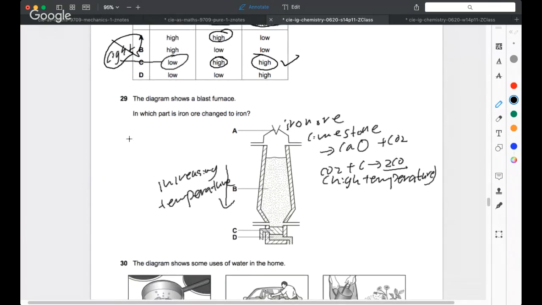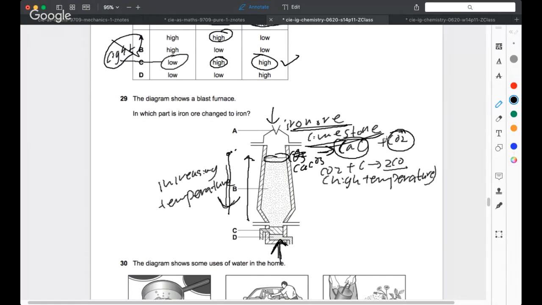Right, number 29. So this is a blast furnace. In the blast furnace, you have your iron ore and limestone coming in from point A, and you have heating here. So the temperature would increase from this point to that point. And if you think about the reaction, first of all, the limestone will decompose into calcium oxide and carbon dioxide.